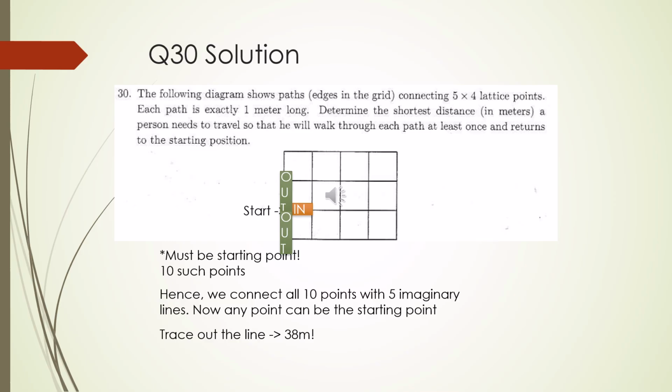However, you can see that on the edges of this lattice, there are 10 points that do not fulfill this criteria, as the number of times you exit a point is not equal to the number of times you enter the point. We can connect these 10 points up with 5 imaginary lines that can be thought of as just walking backwards. And now each point on this lattice has the same number of entering and exiting lines. Now you can just pick any point to start off from, and if you carefully trace the line out and make sure to walk through each path only once, you'll find out that the minimum number of lines is 38, which is 38 meters.